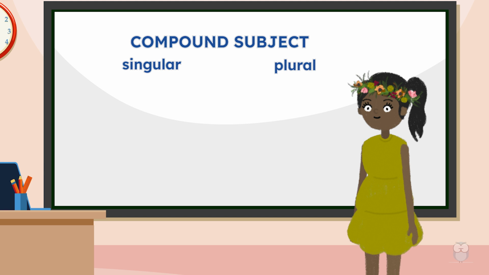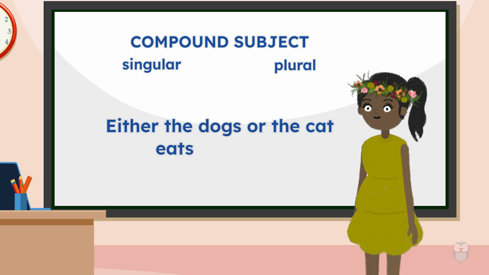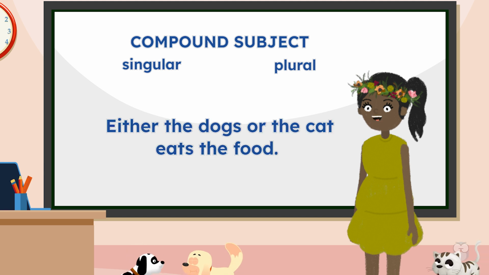Here's another example. Either the dogs or the cat eats the food. So remember the rule. When or connects two subjects, the verb should agree with the subject closest to it. In this case, cat is closest to the verb, and since cat is singular, we use the singular form of the verb eats.